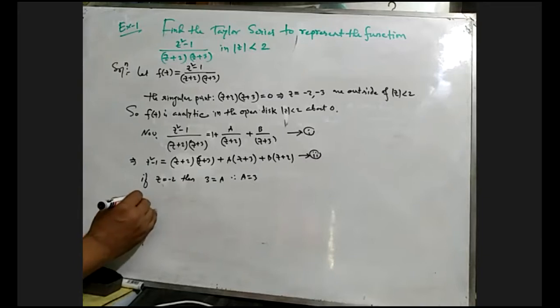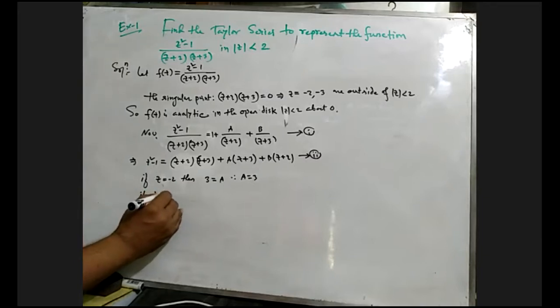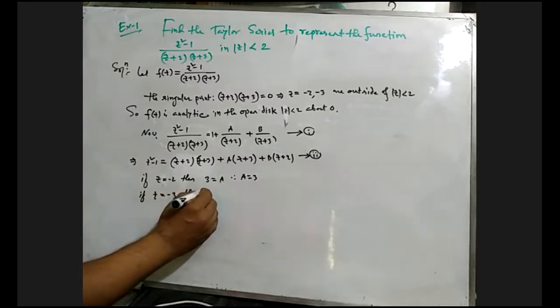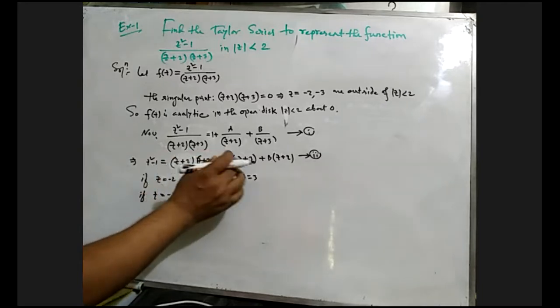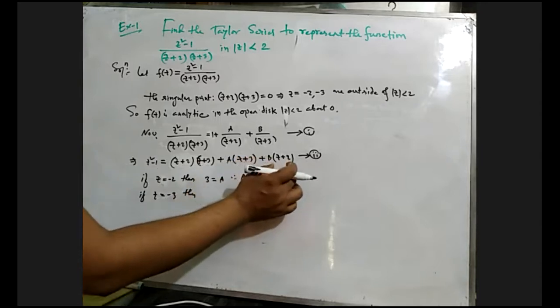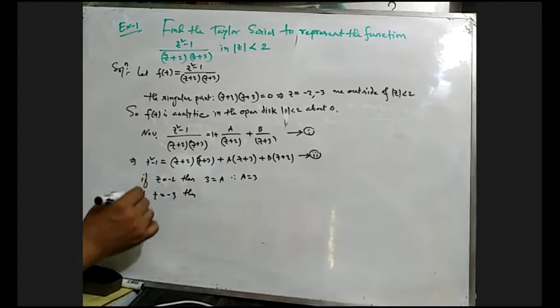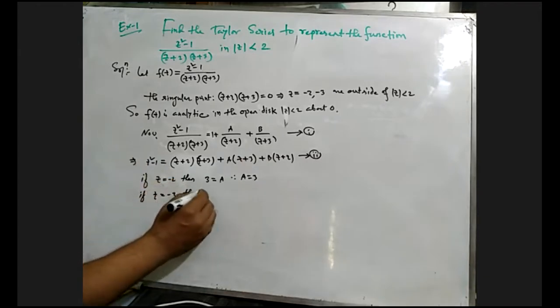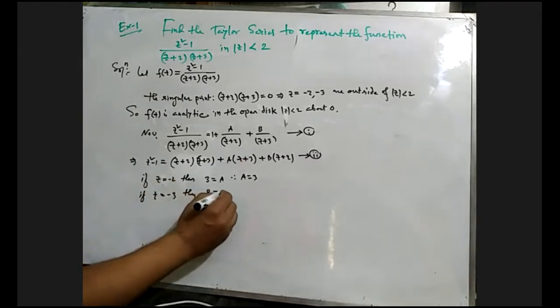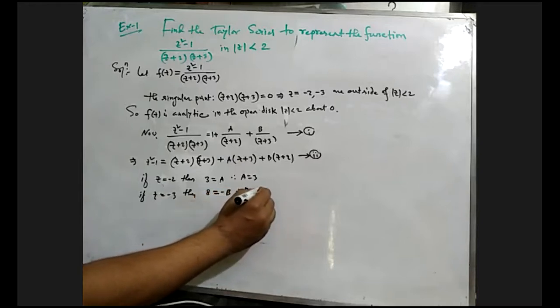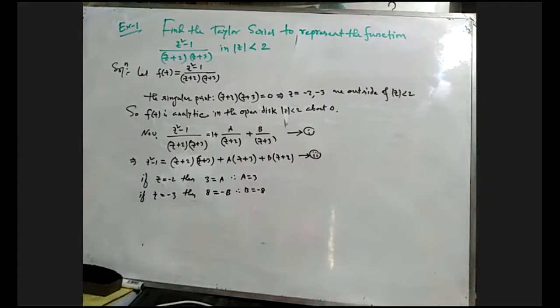And if z equals minus 3, then this will also be 0 and this will also be 0. So minus b. Minus 3 whole square means 9. 9 minus 1 equals 8, equals minus b. That means b equals minus 8.